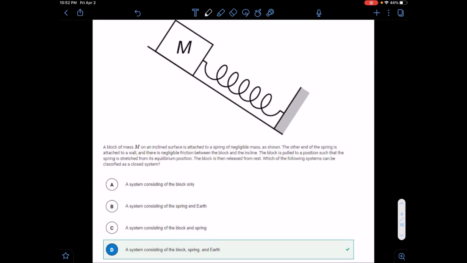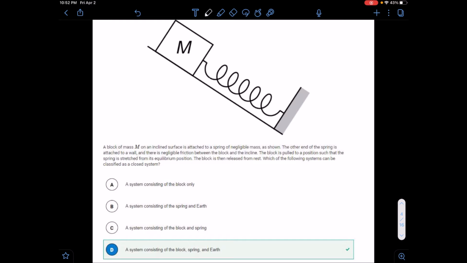Alright, a block of mass m on an inclined surface is attached to a spring of negligible mass as shown. The other end of the spring is attached to a wall and there is negligible friction between the block and the incline. The block is pulled to a position such that the spring is stretched from its equilibrium position. The block is then released from rest. Which of the following systems can be classified as a closed system?